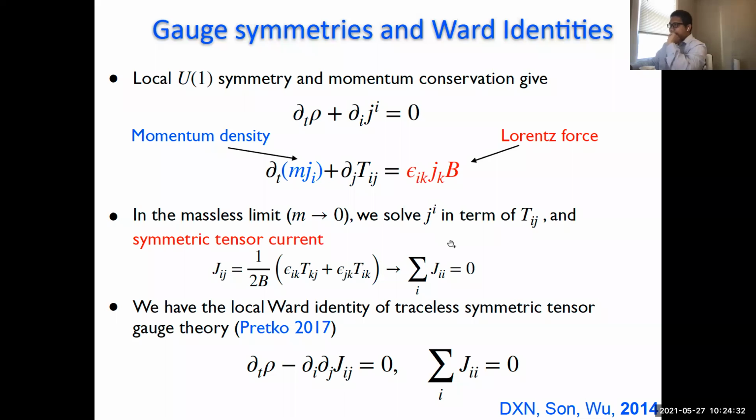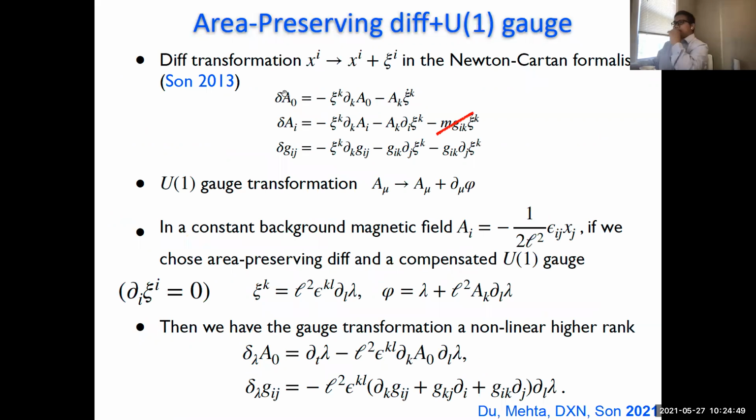So that implies that the lowest Landau level somehow has the symmetric traceless tensor gauge symmetry. So let me explain explicitly how to get it. Here I consider the diffeomorphism in the Newton-Cartan formalism introduced by Son, with this form. So here is the transformation of the gauge field, A_0 and A_i, and also the metric, under the diffeomorphism. And again, in the massless limit, we ignore the last term, the lowest Landau level limit.